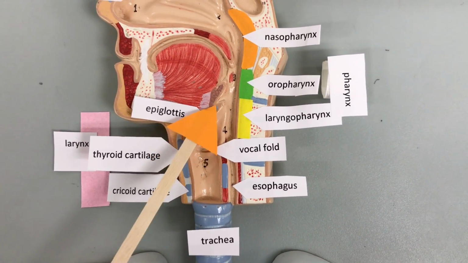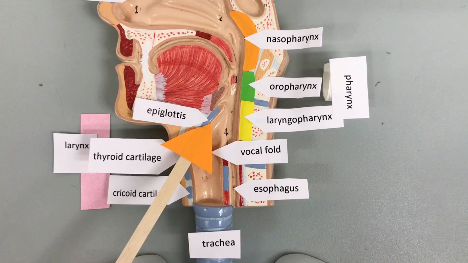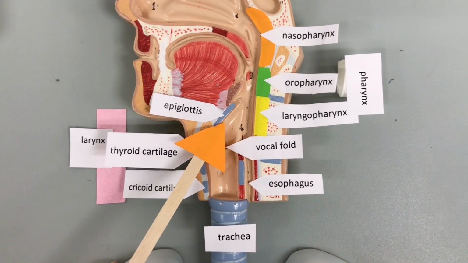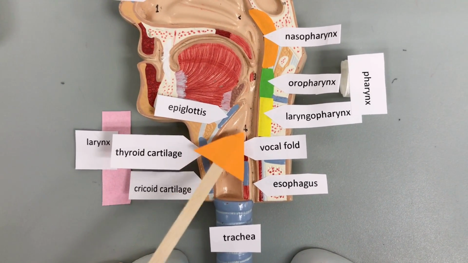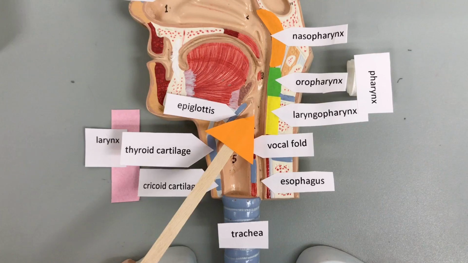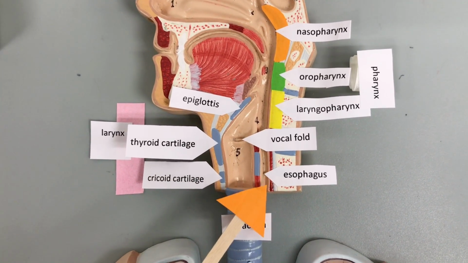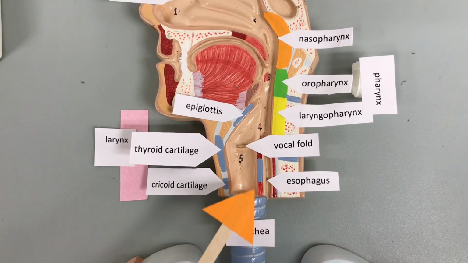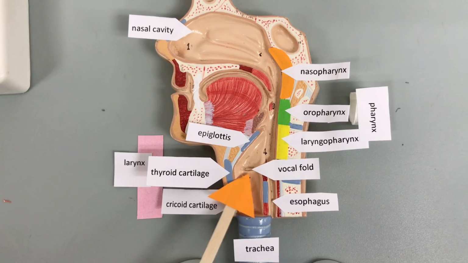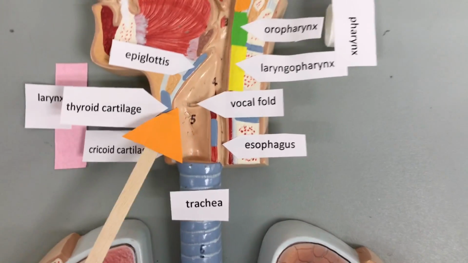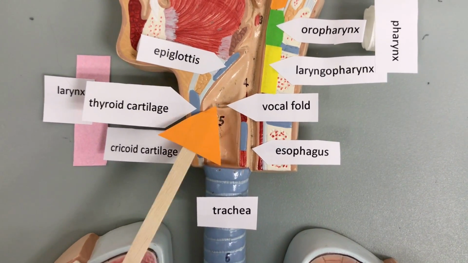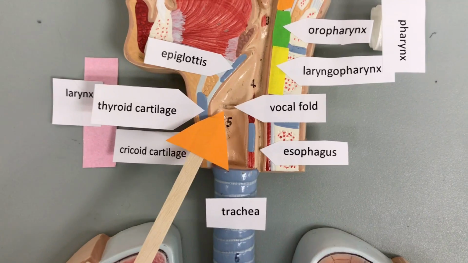The epiglottis is an elastic cartilaginous flap. It's going to cover the trachea when you swallow food or drink so that it can go down the esophagus. This is the vocal fold. When air passes by, this is going to produce sound.